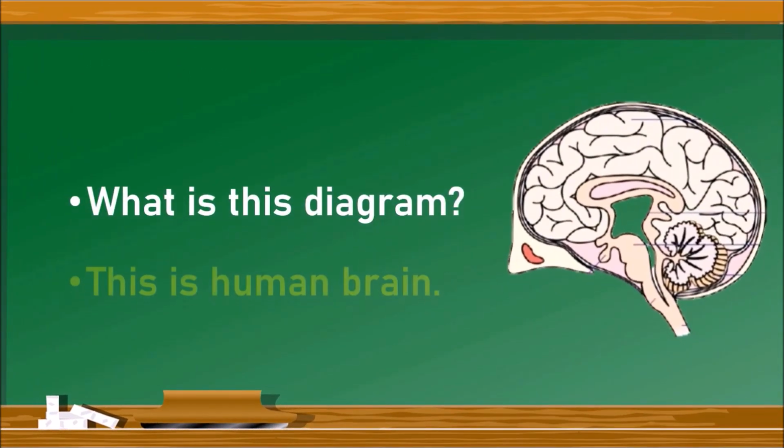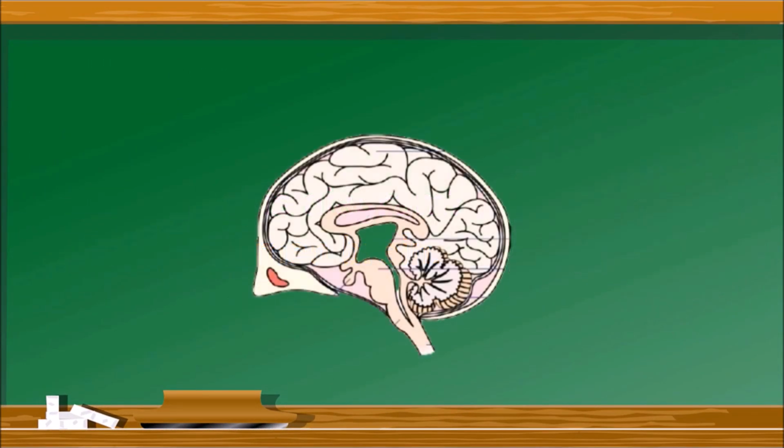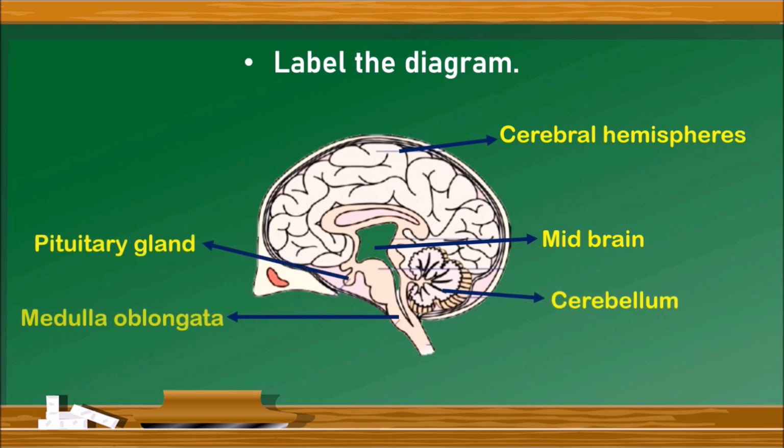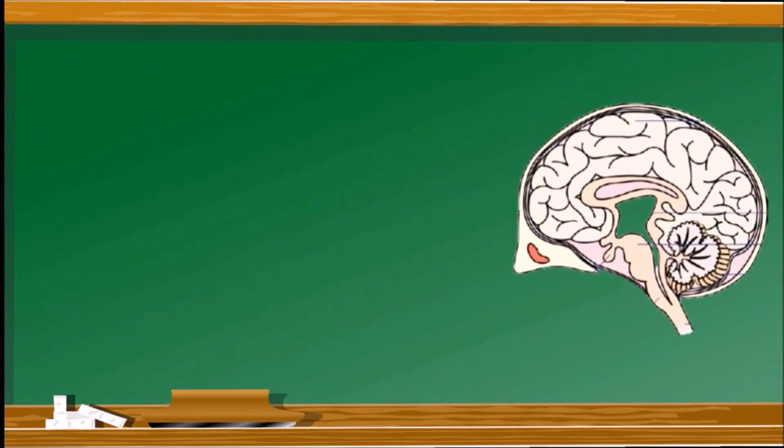This is human brain. Next one, label the diagram. As I have already said in previous videos, labeling may be asked, so some labels have been given and we need to label them. For that purpose, I am labeling all the parts of brain. These are the cerebral hemispheres, midbrain, cerebellum, pituitary gland and medulla oblongata and finally spinal cord. Let us go to the next one.